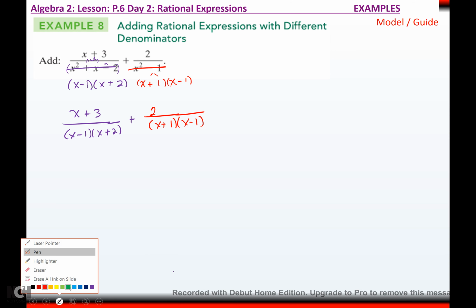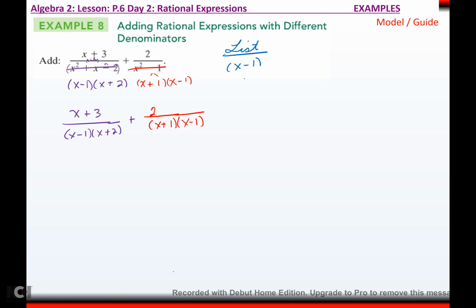So now that everything is factored, I can go ahead and make my list. In my first denominator, I see an x minus 1 and an x plus 2. That'll take care of this, this, and this. And the only other thing that won't be taken care of then is that x plus 1. So in my list, I also need to add an x plus 1. I've got everything colored and covered.